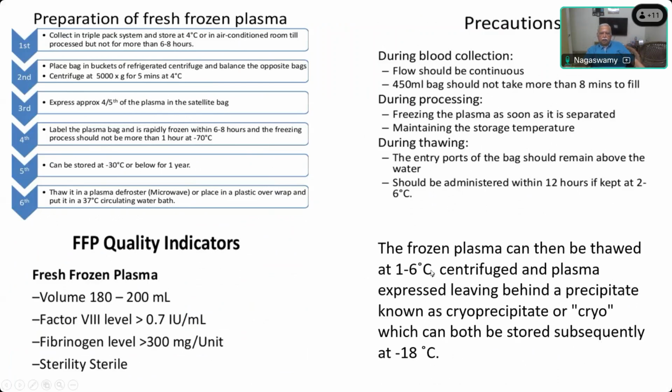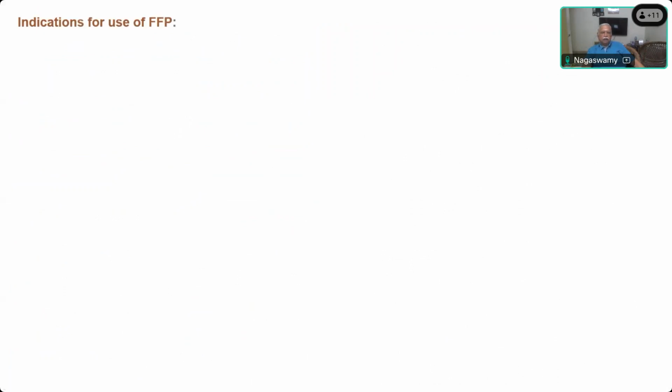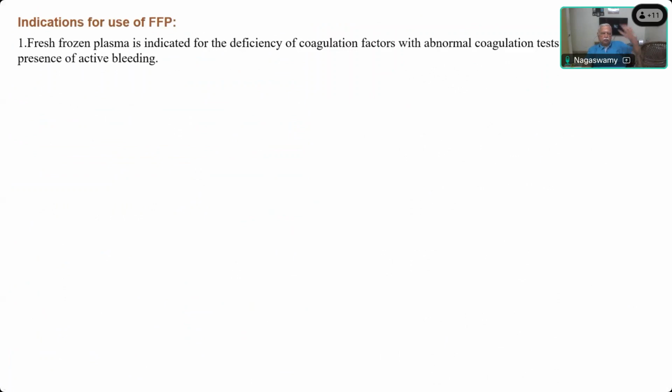So the fresh frozen plasma that is thawed is centrifuged again, and the plasma expressed, leaving behind the precipitate. So that is how the cryoprecipitate is produced. And what are the indications for use of FFP, which is a very common thing used nowadays? Indicated if there is deficiency of coagulation factors, especially factor 8 and fibrinogen, in abnormal coagulation tests, which are found out by the bedside. Nowadays we have thromboelastography, which will be able to tell you what is the factor that is deficient.